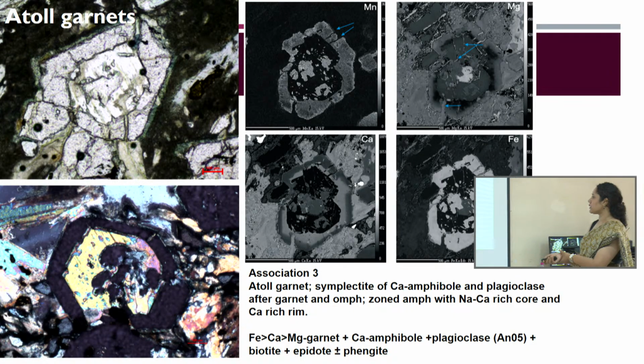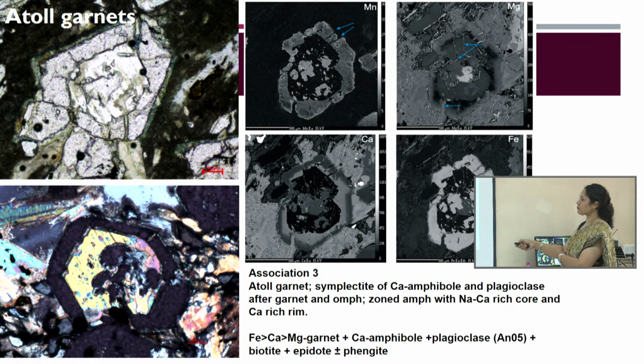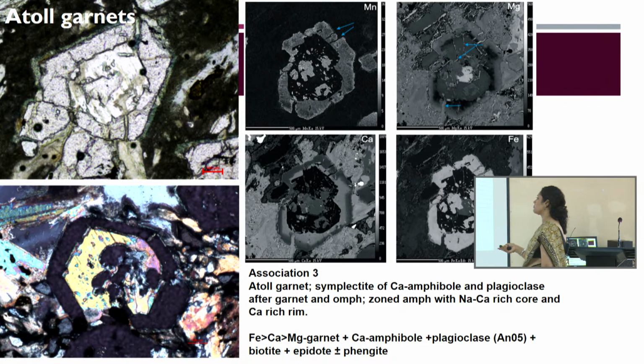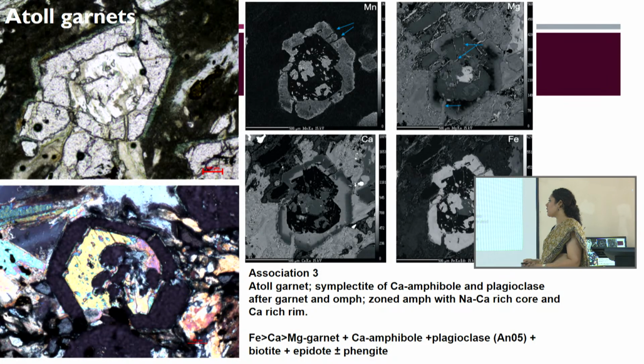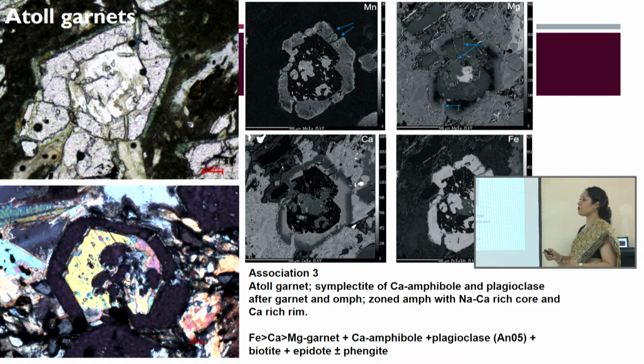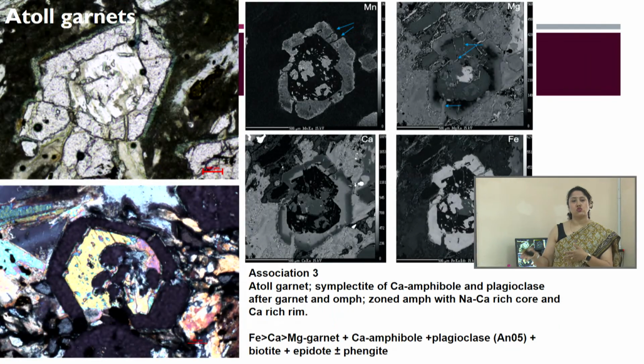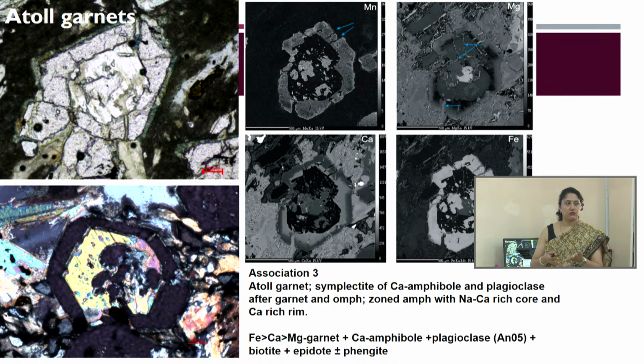So if you look at the atoll garnets, they are typically a nice euhedral shaped garnet with a central well preserved core, and between the core and the rim you have an association of different minerals. Okay, this is also associated with symplectites of calcium rich amphiboles, plagioclase after garnet. So we realized that by looking at the texture of the other minerals, we are probably looking at a post UHP phase, and these are not UHP. So this is something related to exhumation.